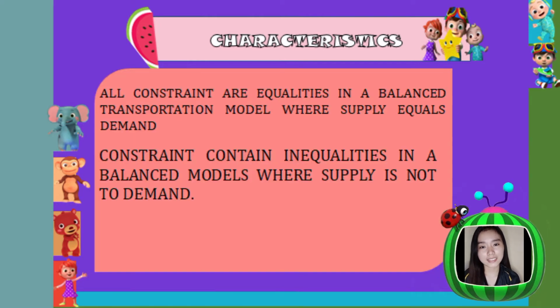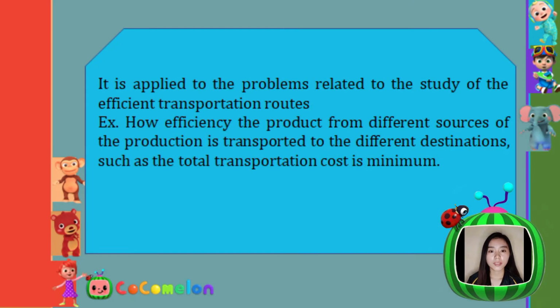The fourth characteristic is all constraints are equalities in a balanced transportation model where supply is equal to demand. A transportation model will have a feasible solution if and only if the sum of its supplies equals the sum of its demand. And the fifth characteristic is the constraints contain inequalities in a balanced model where supply is not equal to its demand. It is applied to the problems related to the study of the efficient transportation routes.